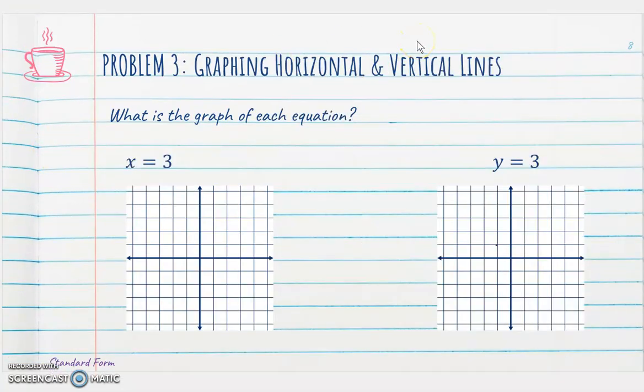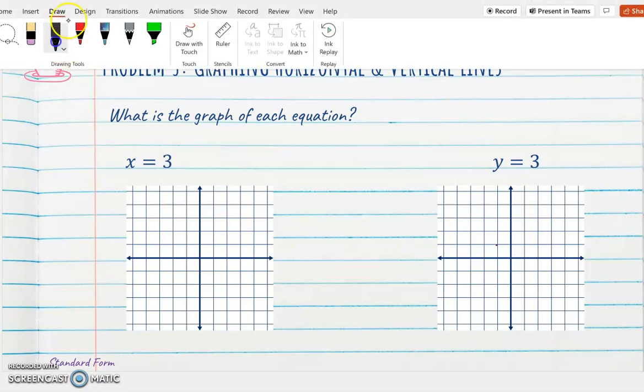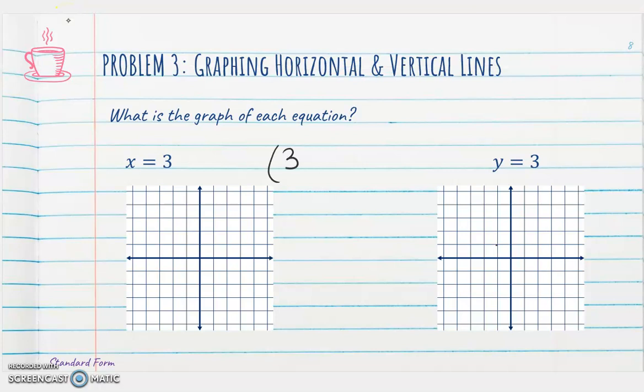Okay, graphing horizontal and vertical lines: x equals 3 and y equals 3. x equals 3 means that for every single coordinate, it's always going to start with 3, but we don't know what y will be. So we'll put a question mark. The x is always going to be 3.